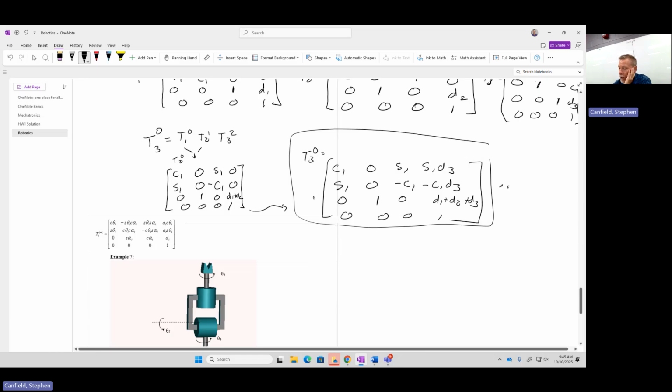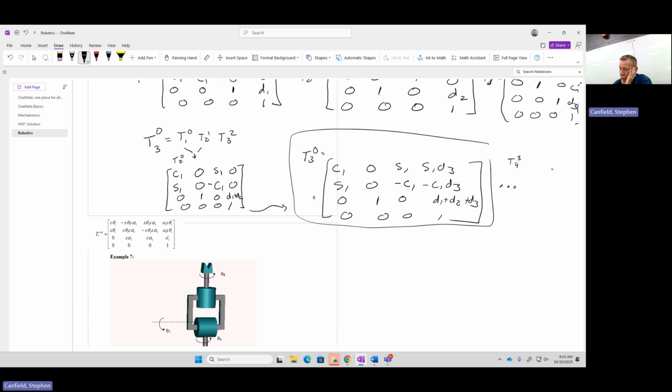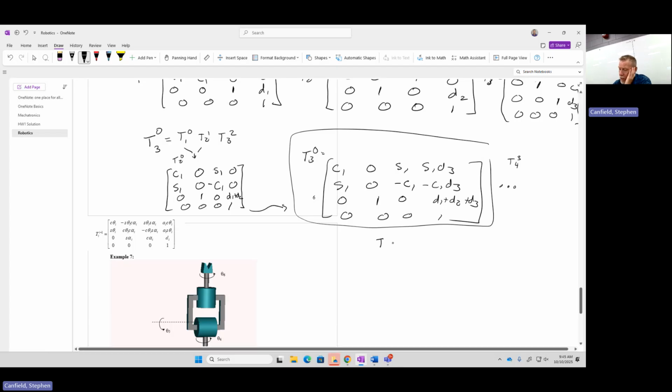I keep going. Then I would multiply this times T4 on 3, multiply by T5 on 4. And when I'm all done, the very last step is I would say that, look, once I got T6 on 0, the position was contained in the last column, first 3 rows. That's the position of the end effector. And then I would say that the orientation is the first 3 columns. That's the orientation. And to remind myself, what direction is the z-axis pointing? That's the third column. What direction is the x-axis pointing? It's the first column. That's the unit vector that defines that axis.